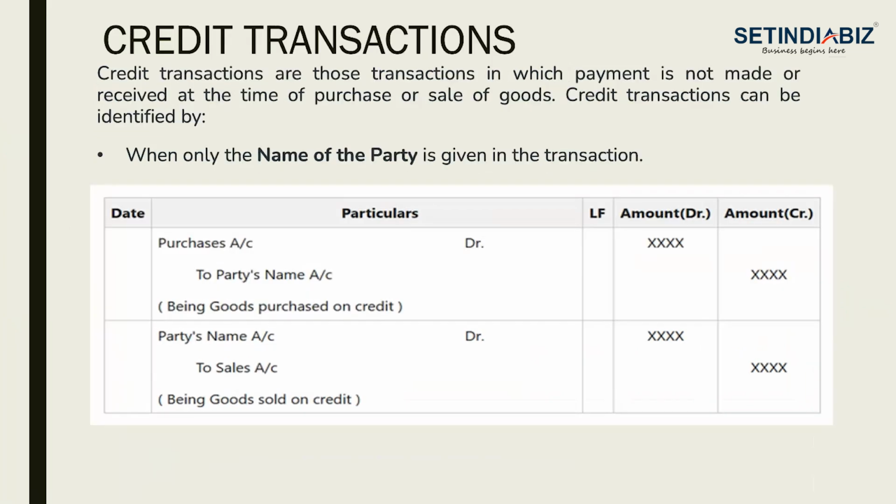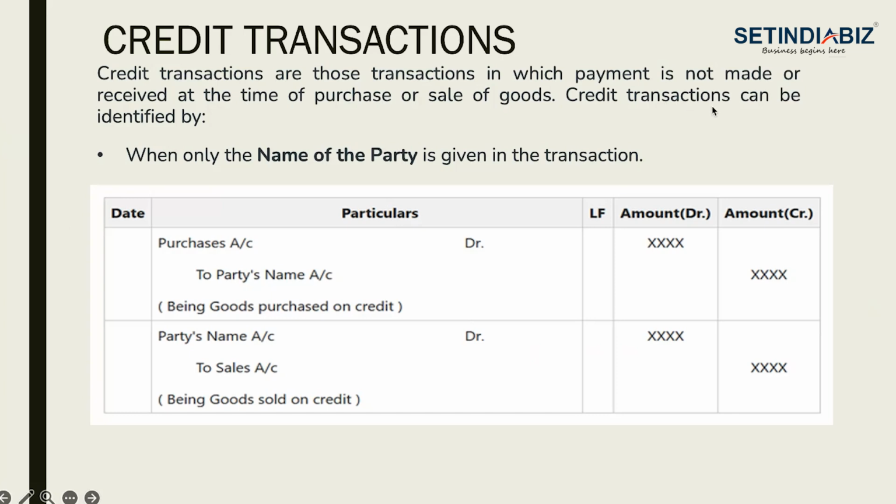Credit transactions are those which are not being done on cash. They are done on credit, when payment is not made or when payment is not received, right? Either at the time of purchase, payment is not made, or at the time of sale, payment is not received. We refer to these as credit transactions.